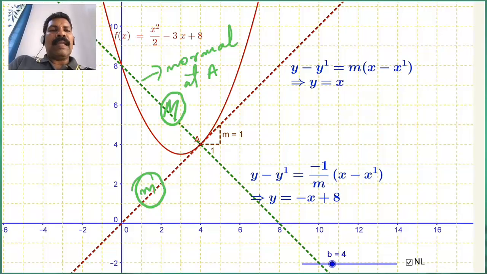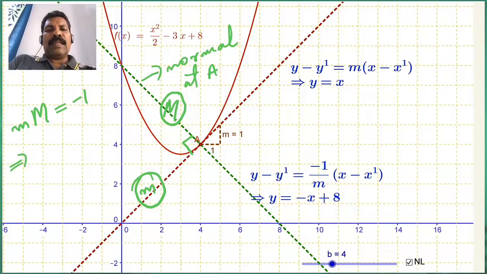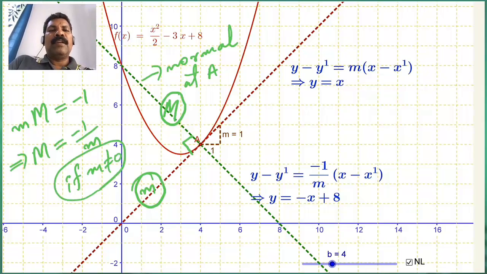Then these two lines are perpendicular. Normal is perpendicular to the tangent. Then there is the relationship: the product of their slopes, m into m, should be -1. That you learned already in 11th class geometry. So using this, you can compute the slope of the normal as -1 by m, if m is not equal to 0. That's very important. Otherwise we can't divide by 0.